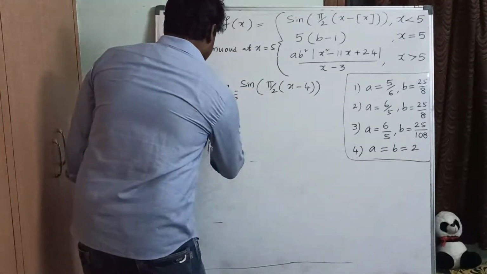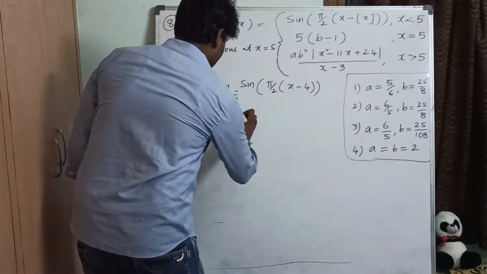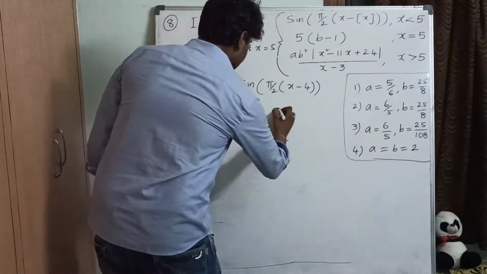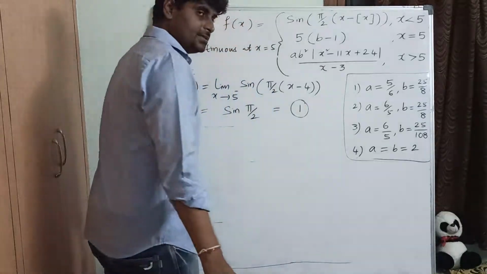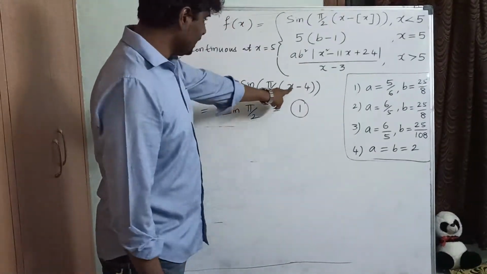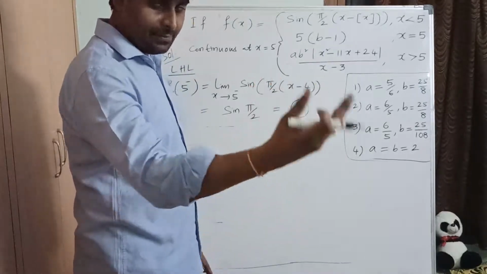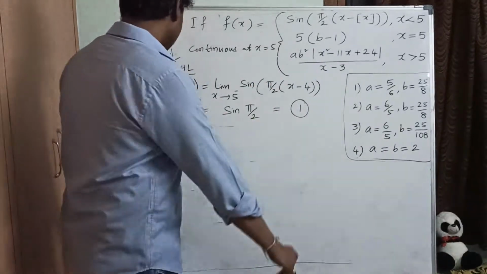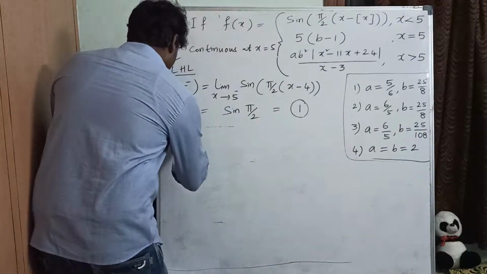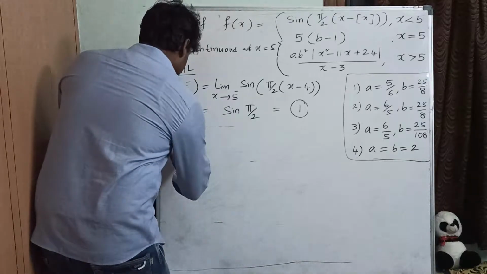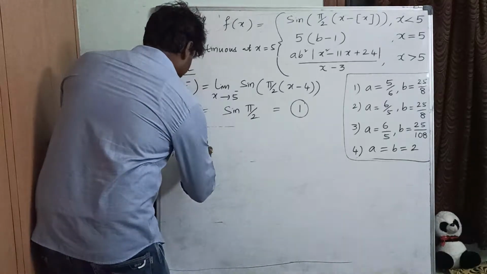Okay, so what will we get here? Sine pi by 2, it's very easy, that gives you 1 for LHL. Clear? So I am going to substitute 5 there, 5 minus 4, 1. So sine pi by 2 into 1, sine pi by 2, 1. Now let us go for RHL here. Right hand limit, so let me write 5 plus there.